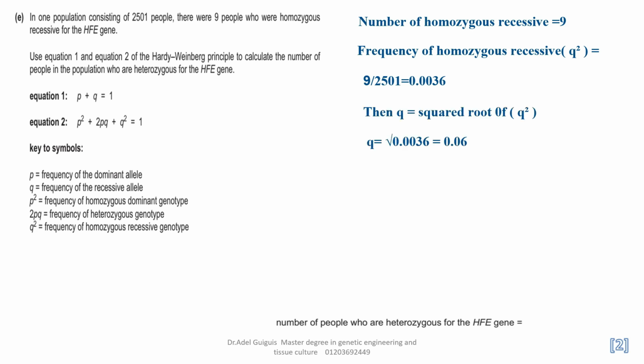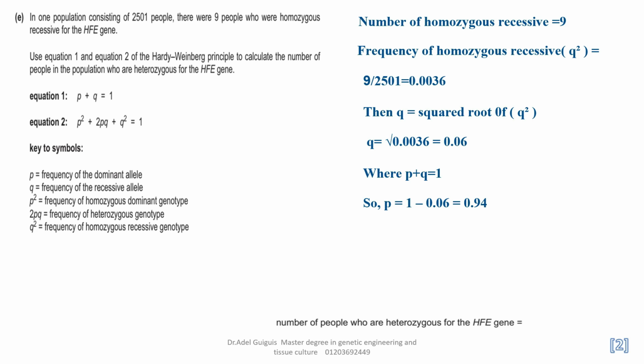Q equals the square root of Q square, I mean the square root of 0.0036, which is 0.06. Okay, now we obtained Q. What about the first equation of Hardy-Weinberg? P plus Q equals 1. So we can obtain the value of P. How come? Where P plus Q equals 1, so P equals 1 minus 0.06. The result equals 0.94. That's for P. Now P is obtained. Okay, we got P and also Q.